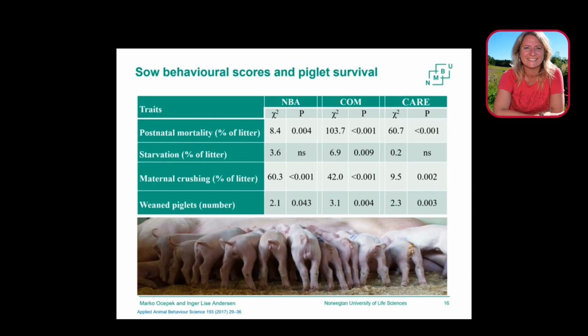And if you look at the other scores, which were communication score and carefulness score, we saw that the ones that scored the highest also have significantly lower mortality, also due to crushing, and both crushing and starvation. And now we are actually combining these two latter scores into one score, because it turned out that they were really highly correlated. So it's easier for the farmer to use one score than to use two.